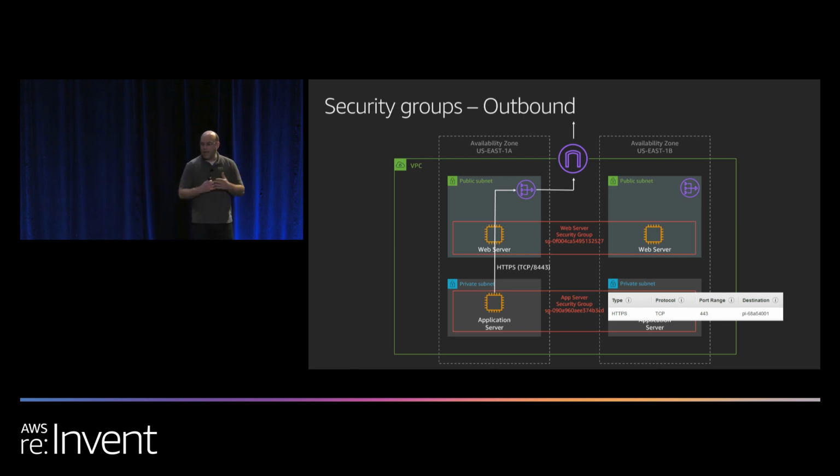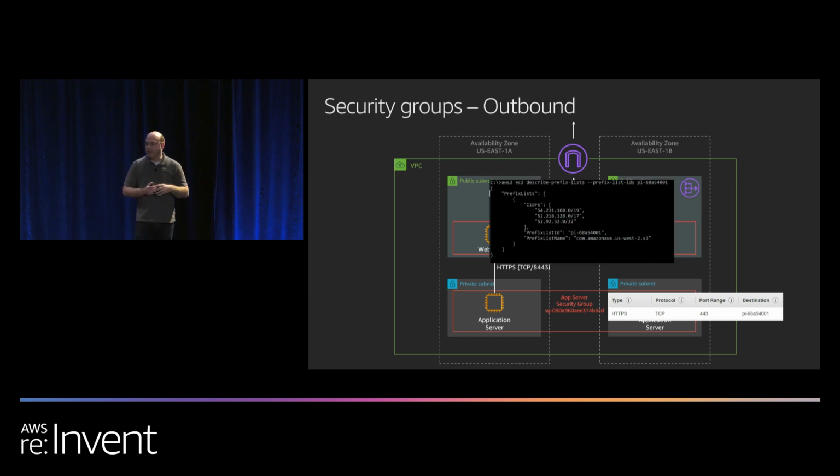Here, what I've said is I want the application servers to be able to go out to the internet, provided that they have a specific destination. And here you see this PL dash. PL is a prefix list. I can use the AWS command line interface to describe the prefix list. And I see the set of IP addresses associated with the prefix list. And further, I can see that this is the S3 service in US West 2. So what this security group says is that these instances can communicate with the internet, provided that the traffic is heading towards S3 in US West 2.